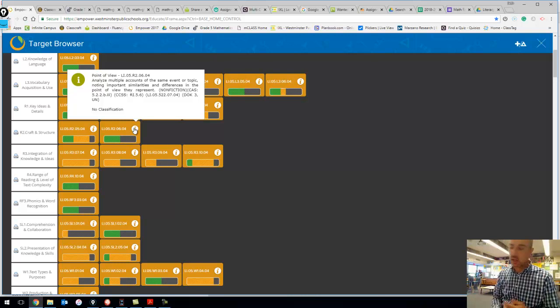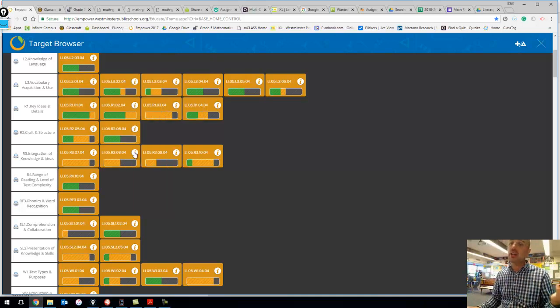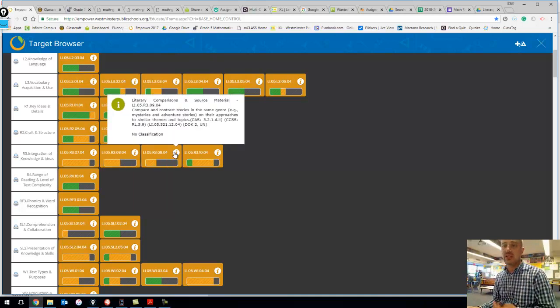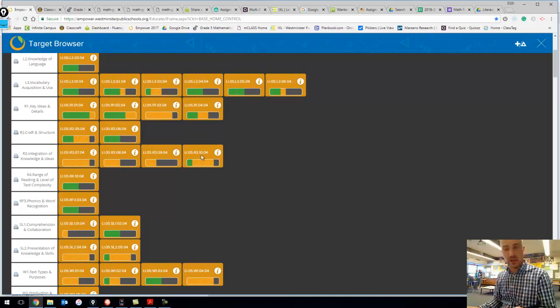event or same topic. We're using some of those skills now, some of those main ideas and themes and story elements to start to put things together. And then ultimately we're getting into integrating these things like literary comparisons and rhetorical criticisms. And so let me see how that builds.